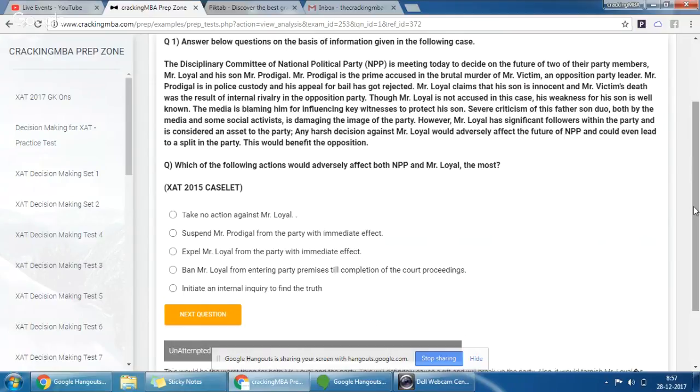Prodigal. So the worst action that can be taken is to expel Mr. Loyal from the party. Expelling him is the worst action because first of all he's not directly accused. His son is accused, so you cannot expel his father. Secondly, he has good connections in the party, so expelling him sends the wrong message. That's why it's the worst option. Everybody good with option C? It's a simple one, right?